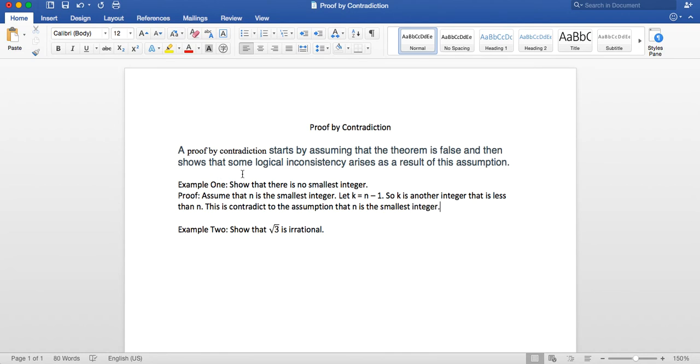So we started by assuming that there is a smallest integer. Then we reached a contradiction, because you assumed n is the smallest integer, but you found another one even smaller. That means your assumption can never be true, right? So that proves that there is no smallest integer. Okay, now the second one.